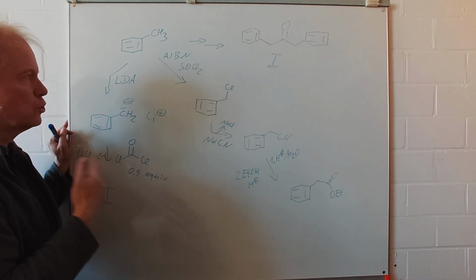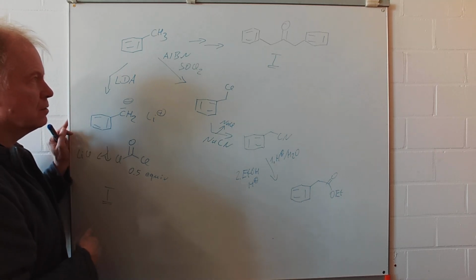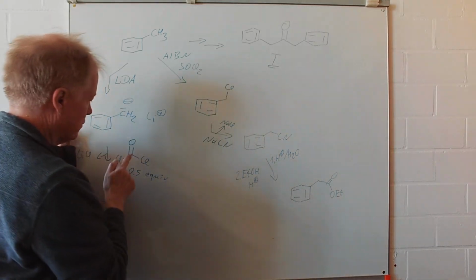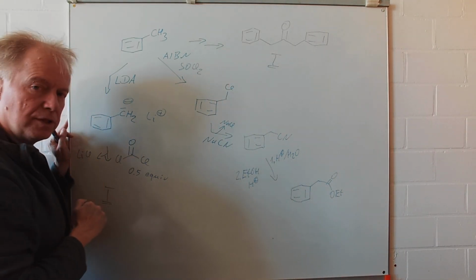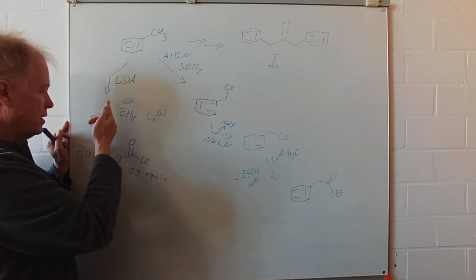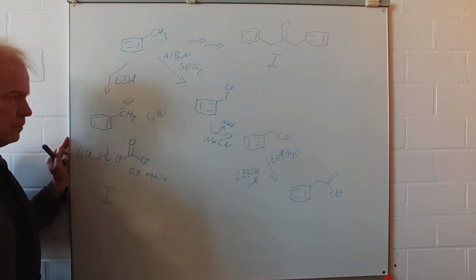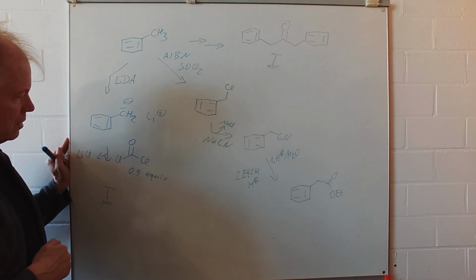So, what could be an appropriate electrophile? Well, we need the carbonyl group with two leaving groups. Let's take the chloride and it will react. We need 0.5 equivalents of that one to form then our target molecule.